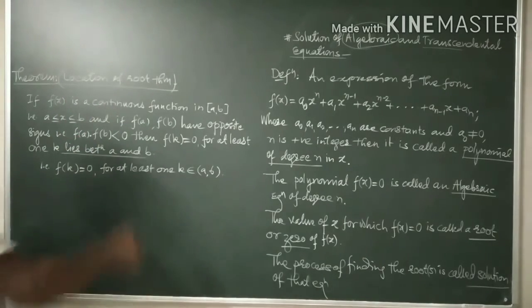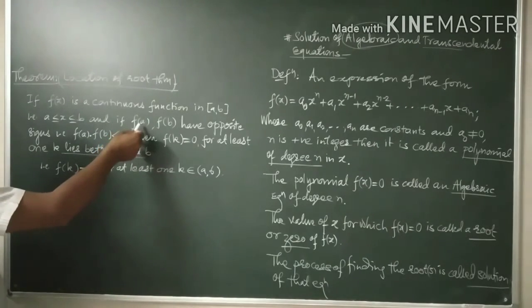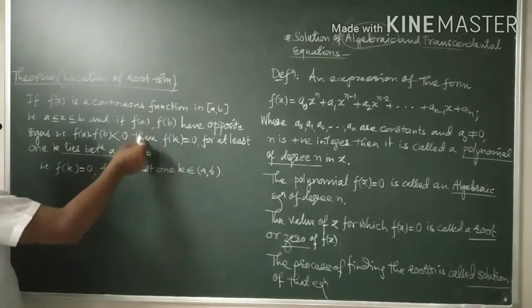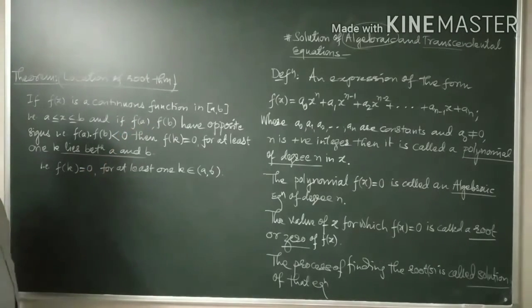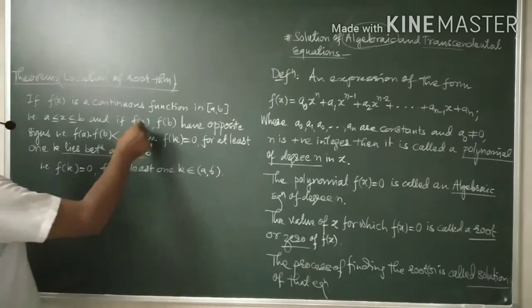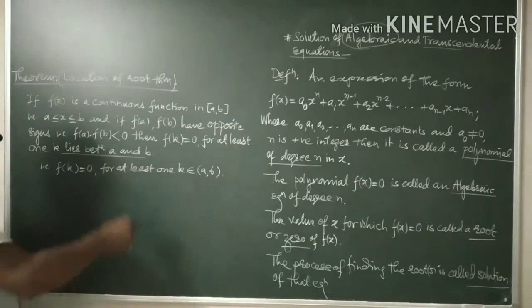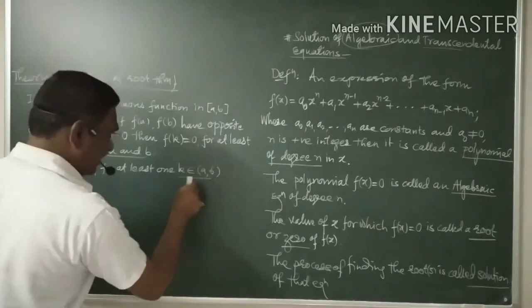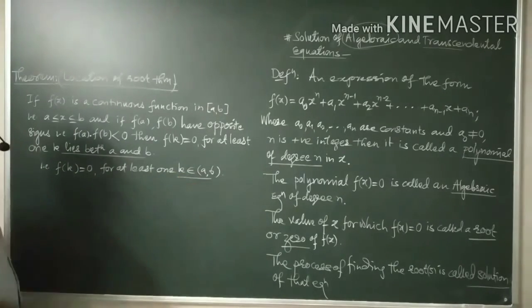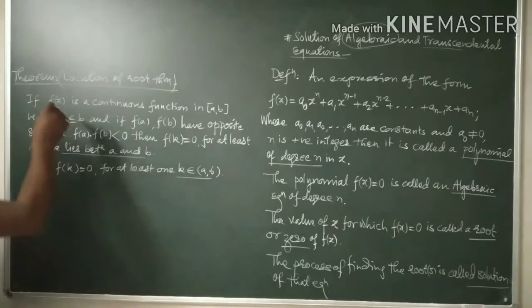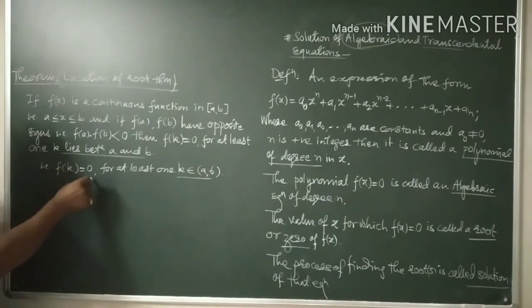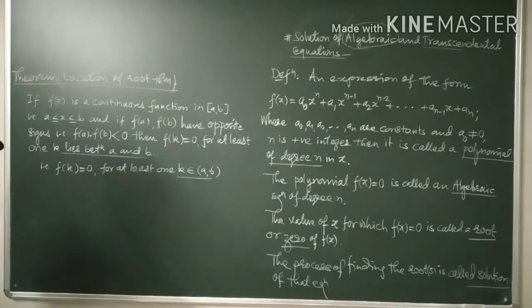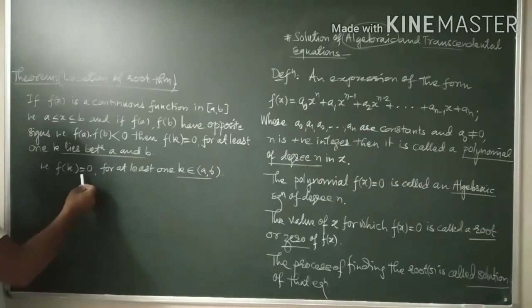It means that if f(x) is a continuous function in closed interval [A, B], and there are two real numbers A and B for which we can find the value of the given function f(x), and if f(A) and f(B) have opposite signs, then there exists at least one k, which lies in the open interval (A, B), such that the value of the given function at k comes out to be 0. Okay, at least one means what?